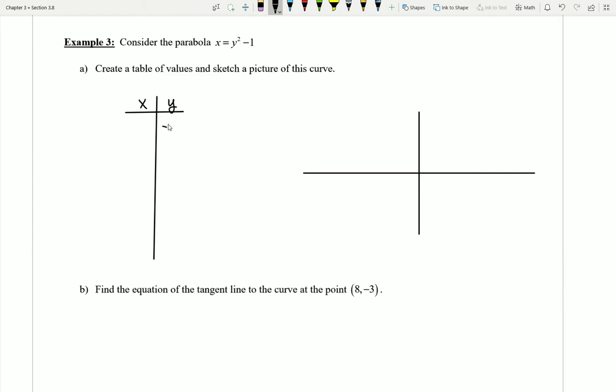So maybe I'll pick a whole bunch of different values for y like we would normally do when we pick values for x. So maybe I'll pick -2, -1, all the way up to 2. So let's see what we would end up with. If I plugged in -2, I'm going to get 4 minus 1, so I get 3. If I plugged in -1, I'm going to get 1 minus 1, that's going to be 0. If I plugged in 0, it looks like I get -1. And I should notice here that if I plug in 1 or 2, I'm going to get the same thing as when I plugged in -1 or -2.